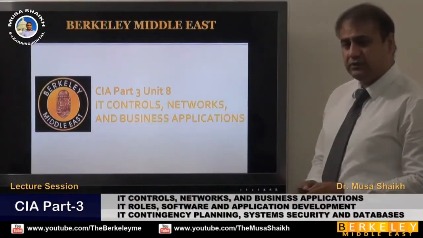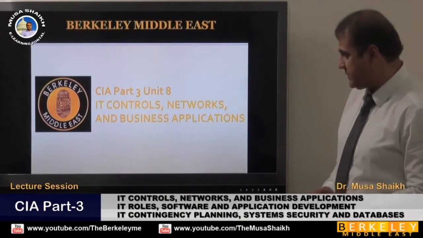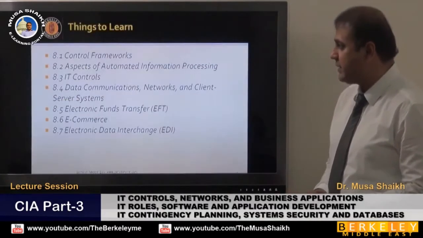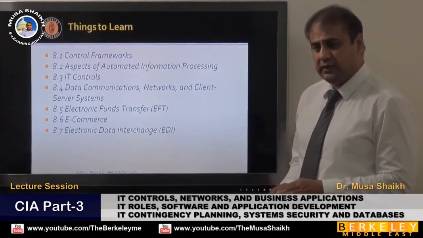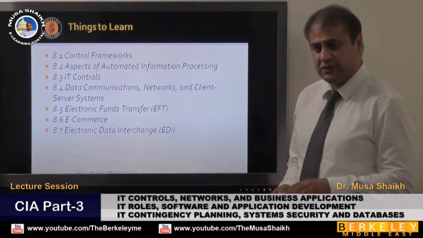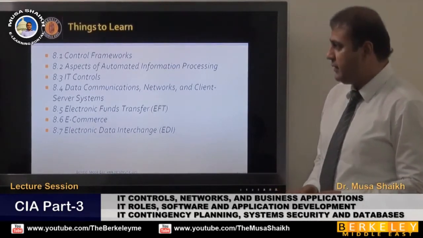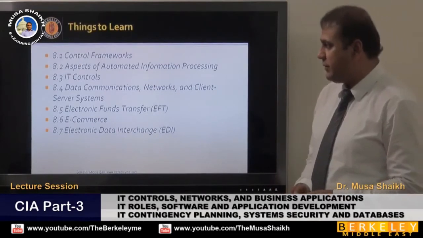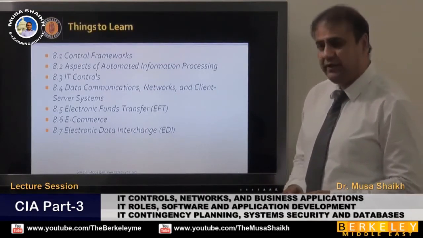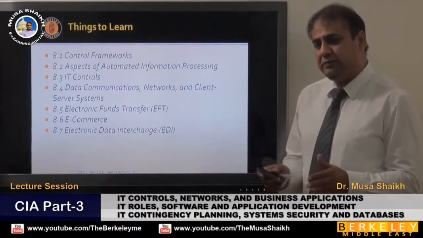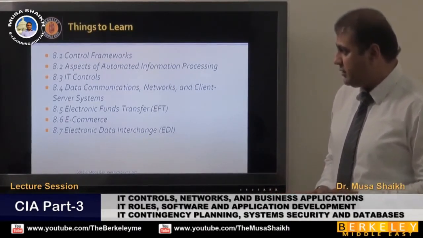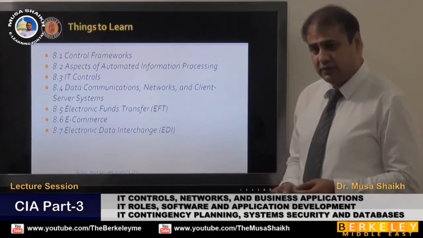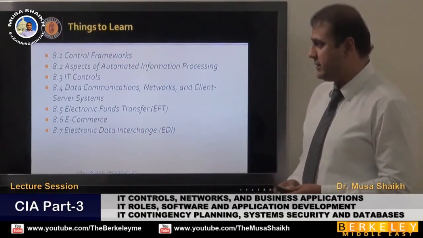Discuss IT controls, networks, and business applications. First of all, I'll discuss when we bring IT in the organization, what kind of control structure we have to develop. Then we'll see aspects of automated information processing, meaning when we remove the people and bring the machines into the work, what impacts it gives.